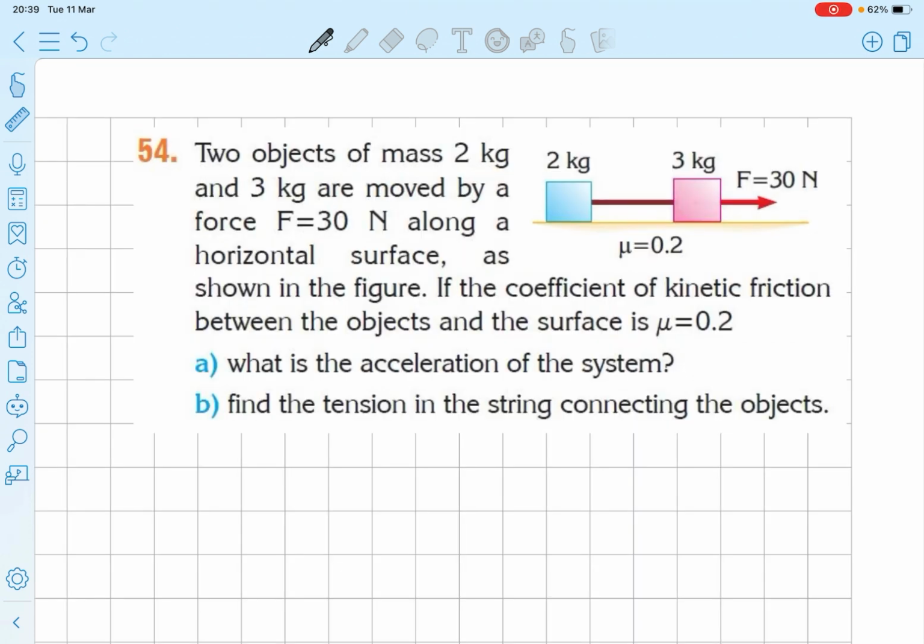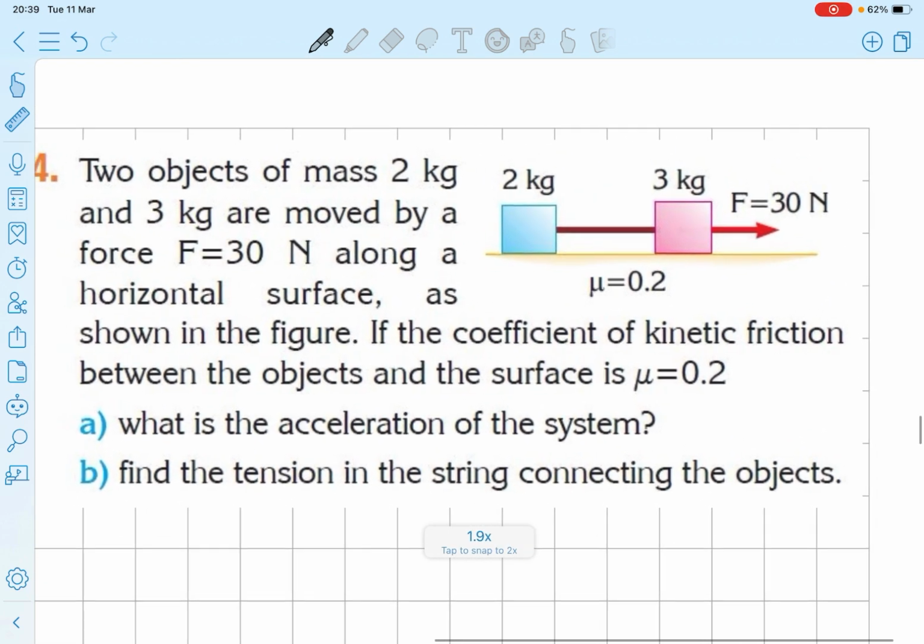Question 54. It says two objects of masses 2 kilogram and 3 kilogram are moved by a force of 30 newtons along the horizontal surface as shown in the figure. Find the coefficient of kinetic friction between the objects and the surface. If the coefficient of kinetic friction between the objects and the surface is 0.2, what is the acceleration of the system? First question. And find the tension in the string connecting two objects.